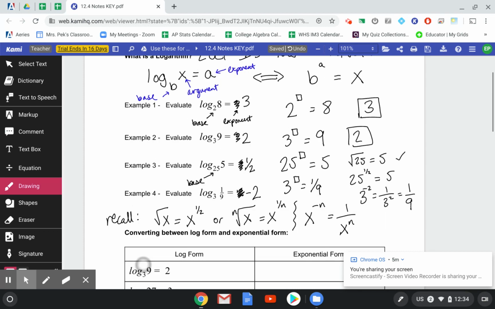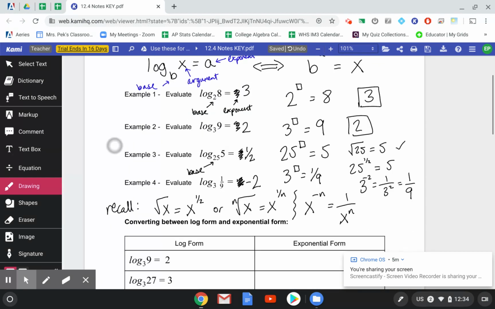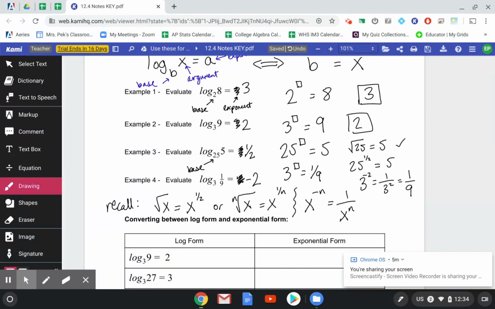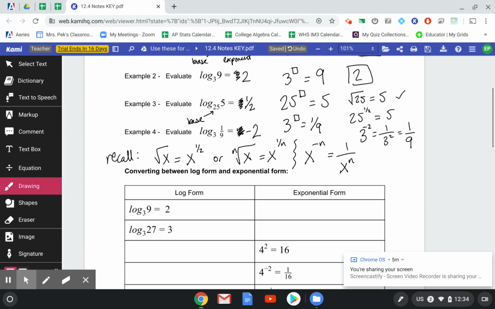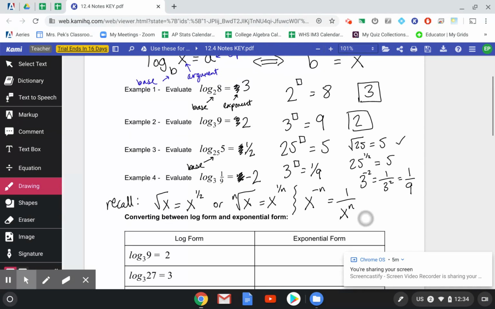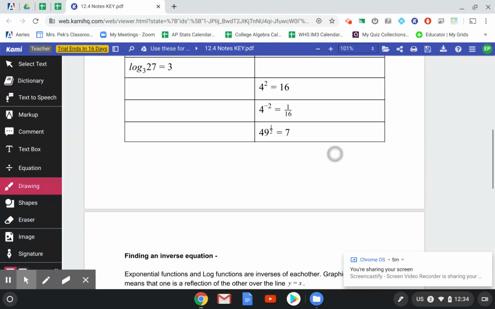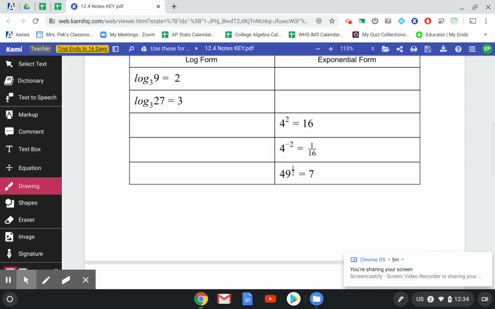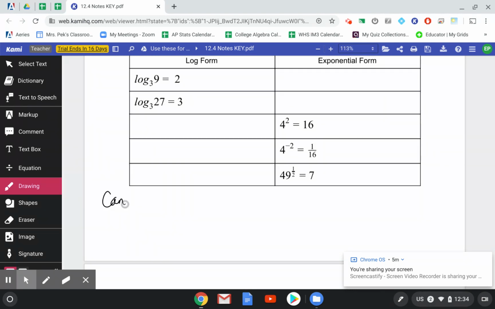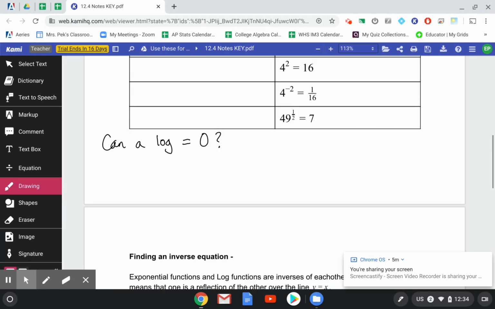I guess there was one more really cool log we didn't talk about. So we saw whole numbers, we saw fractions, we saw negative numbers. What about 0? Can a log equal 0? Let's see. I've run out of room here, so let me just put it at the bottom. So can a log equal 0? Question mark. So let's think about this.